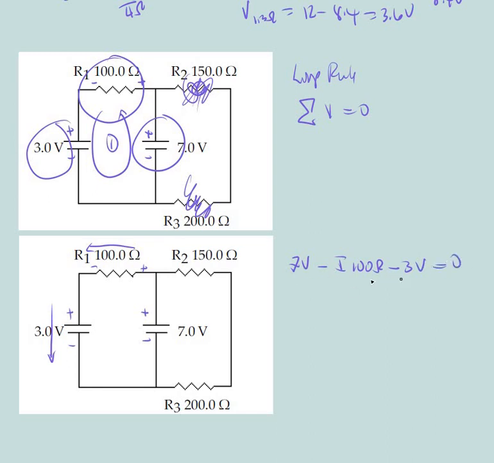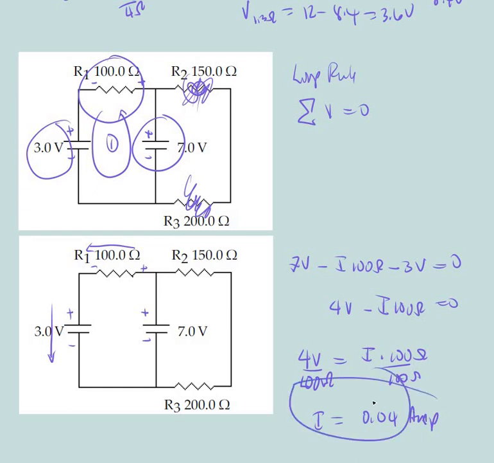So you see 7 minus 3 is going to be 4 volts minus I times 100 ohms is equal to 0. We send the I times 100 to the other side. We have 4 volts is equal to I times 100 ohms. We divide both sides by 100 ohms, and you have that I is equal to 0.04 ampere. Yay! Okay, there it is.